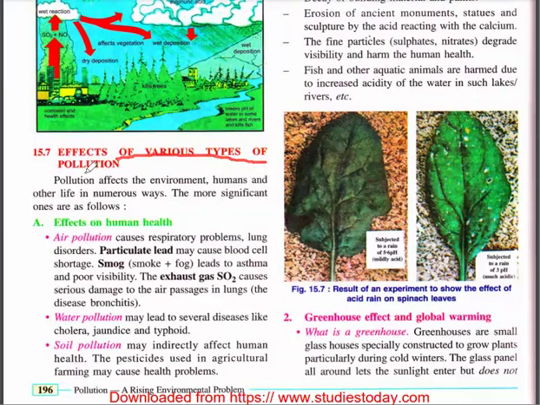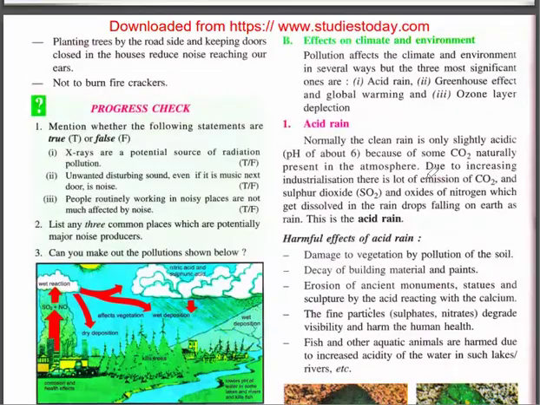Effects of various types of pollution: air pollution, water pollution, soil pollution. On climate and environment, we have acid rain, the greenhouse effect, global warming, and ozone layer depletion. Acid rain is when a mixture of harmful gases and pollutants gets into the clouds, and the rain comes down to the earth and destroys almost everything. Even human skin could be destroyed completely, right?